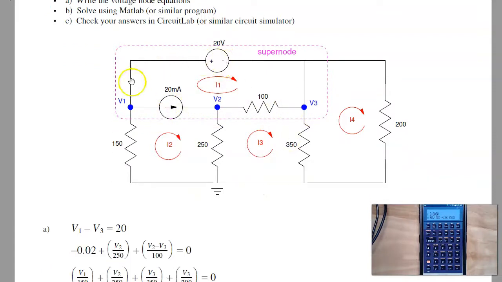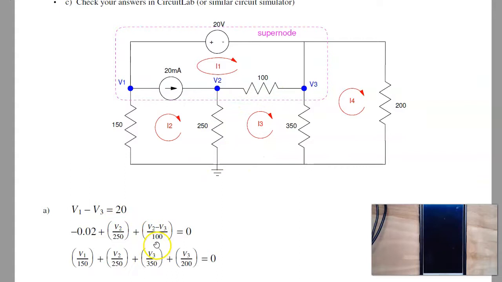The voltage source just says that V1 minus V3 is 20. Now write a node equation. At V1, I can't write the node equation because I don't know the current through the 20 volt source. Node 2 works. So the current sum from the node will be minus 20 milliamps plus V2 over 250 plus V2 minus V3 over 100 equals 0. And notice all the V2s are positive, everyone else is negative. At V3, I can't write the equation because I don't know the current through the 20 volt source.